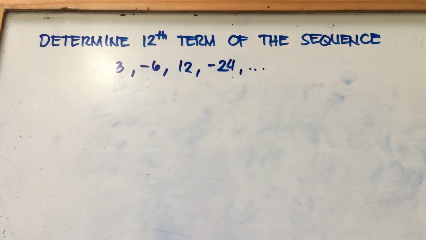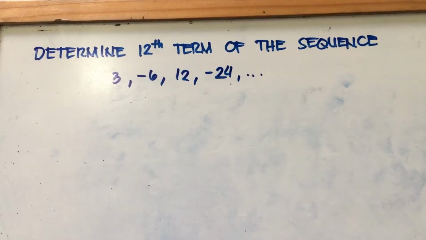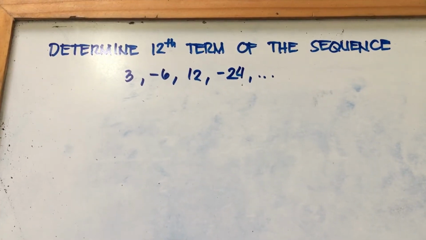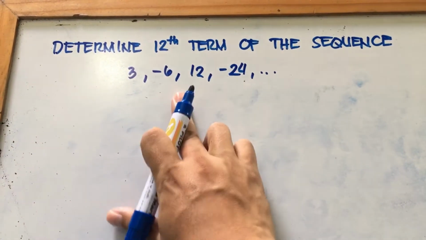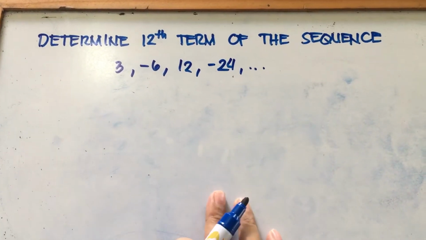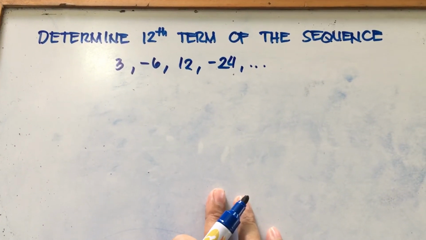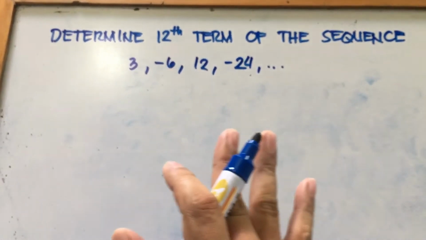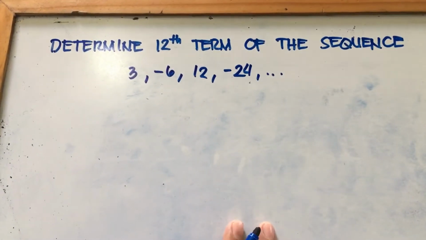Okay, good day. So we're back again with our next problem, which is we need to determine the 12th term of the sequence 3, negative 6, 12, and negative 24. Now, we need to check if this certain sequence is an arithmetic sequence or a geometric sequence.